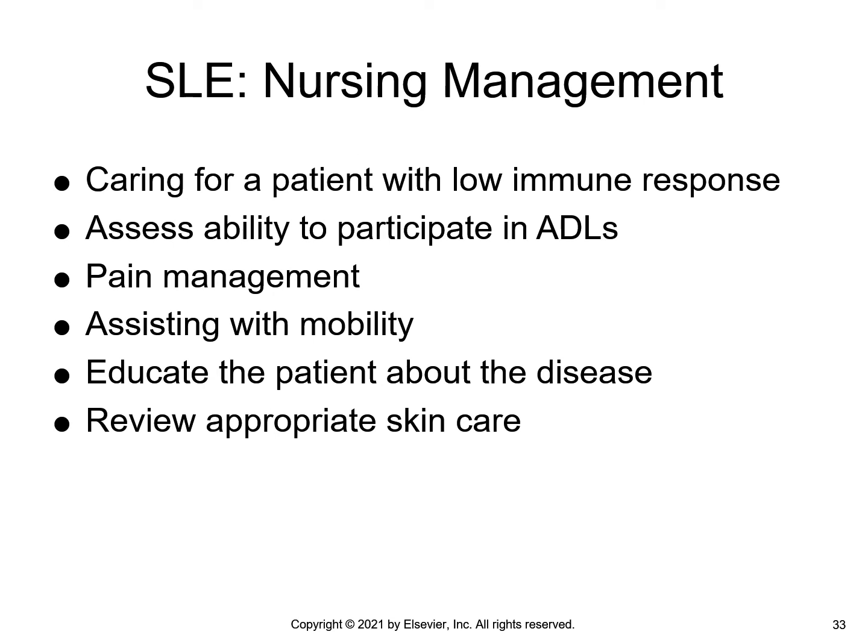Assessment by the nurse of the patient's ability to participate in activities of daily living is important. Joint pain is common, therefore management of pain and assisting with mobility are priorities. Ongoing assessment of body systems is important to determine whether the disease process is affecting any additional systems.